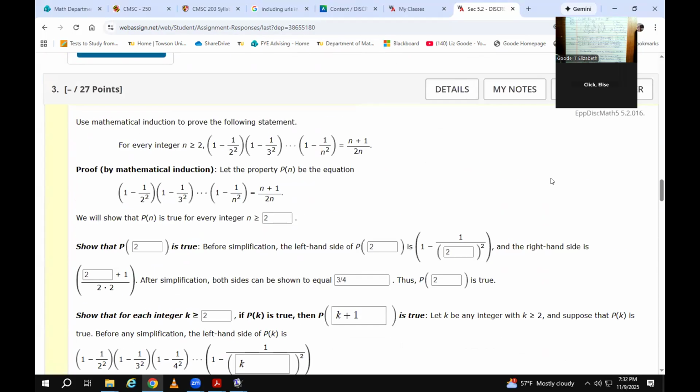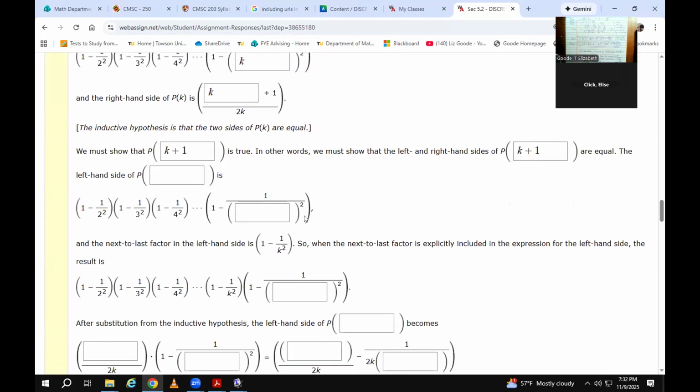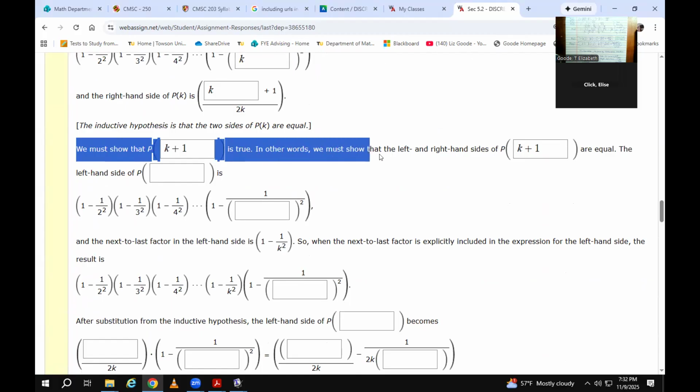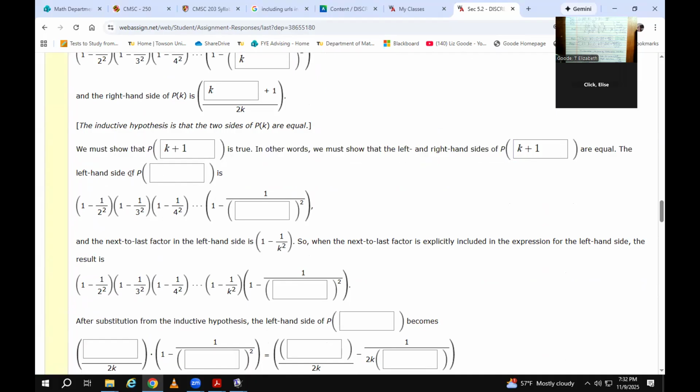Of the equation, or like the inductive... Well, all right, so here we are. We must show that P of K plus 1 is true. In other words, we must show the left and right-hand sides of P of K are equal. The left-hand side, did I say P of K? I meant P of K plus 1.